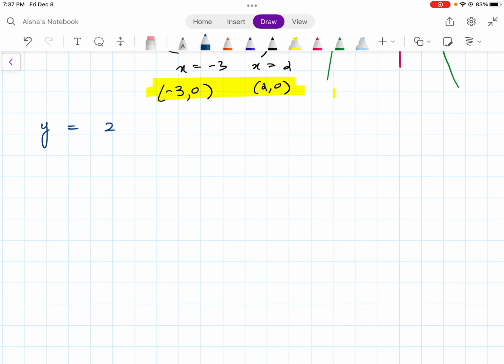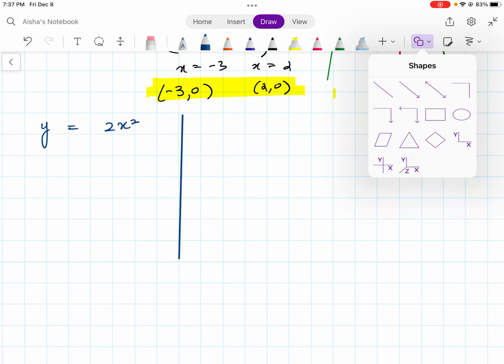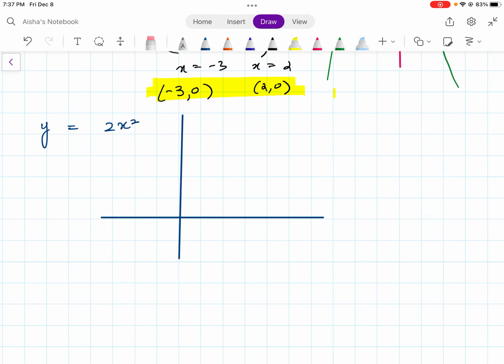Okay, let's talk about simple quadratic graphs. So 2x square, अगर मेरे पास है, so that means the turning point is 0, 0 because there is nothing in this here and this. It's just simple 2x square.